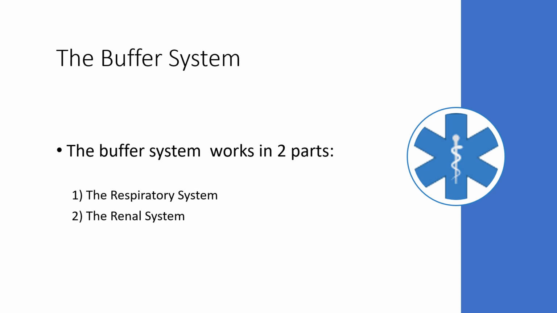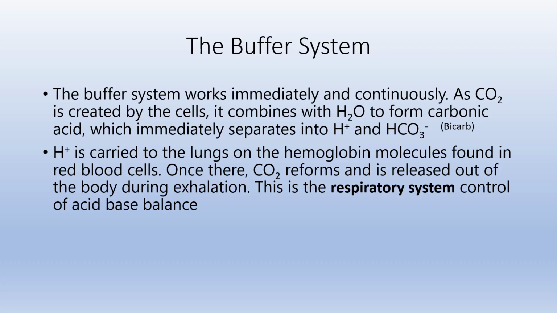All right, this whole buffer system, it works in 2 parts, the renal system and the respiratory system. So talking about the respiratory system first, if you kind of want to get a little into it, your carbon dioxide is created by cells. It's completely natural. It's just a byproduct. It'll combine with water. This forms the carbonic acid. Then it gets separated into hydrogen ions and bicarb.